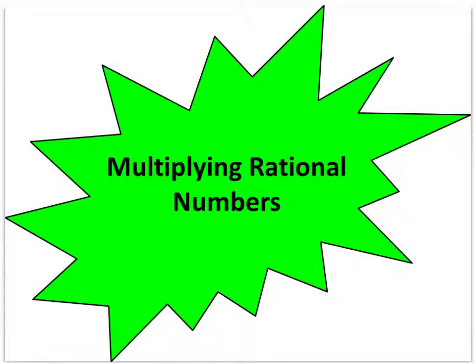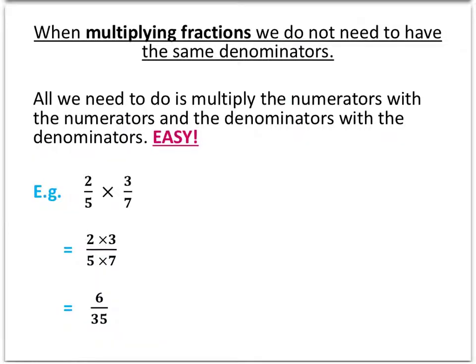Today's video is on multiplying rational numbers. Unlike adding and subtracting fractions, when we multiply fractions, we don't need to have the same denominators. All we need to do is multiply the numerator with the numerator and the denominator with the other denominator. It's really easy. So we have 2 times 3 gives you 6 as the numerator, and 5 times 7 equals 35 for our denominator.